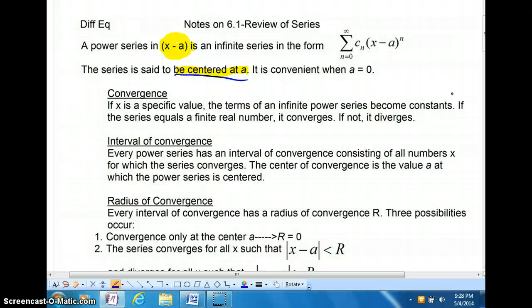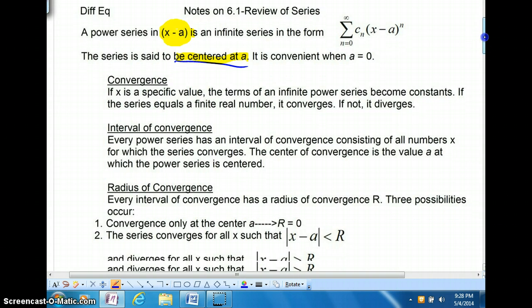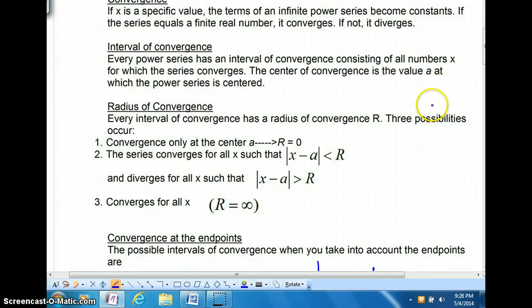The interval of convergence. Every power series has an interval of convergence consisting of all numbers x for which the series converges. The center of convergence is the value a at which the power series is centered. Now, the radius of convergence, you might remember from the ratio test. So very often we would do a test to determine where a series would converge. It would lead us up very often to a statement like this, that the absolute value of x minus a was less than r. We'd get three different possibilities that could occur for a radius of convergence.